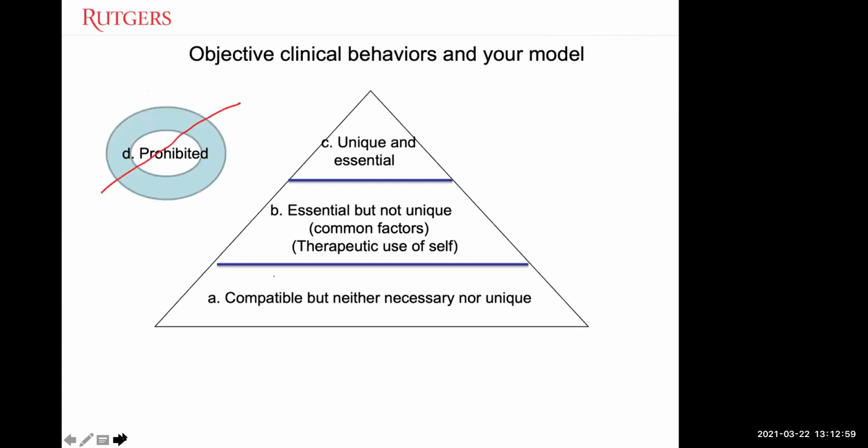And let's just look here. So if you start at the bottom of this pyramid and you say, what's compatible with what we do, but not necessary or unique? So it's not necessary that we do it. And so can you give us some ideas in the work you do? What's something that's compatible with your work, but not necessary or unique? Say when you're interacting with a client, what are some things that are compatible, but neither necessary nor unique? You see where we're going with this. I'm going to ask you each one, right?